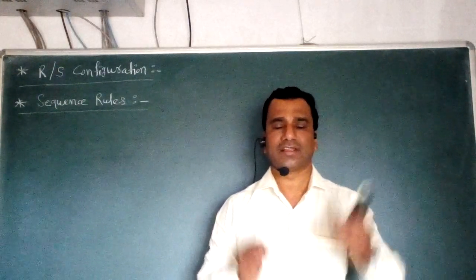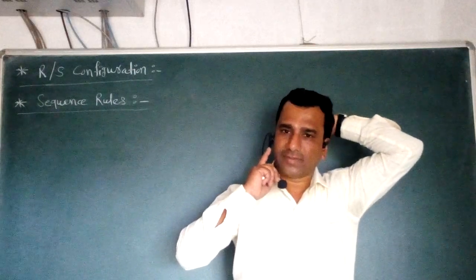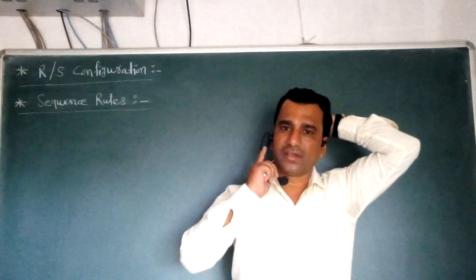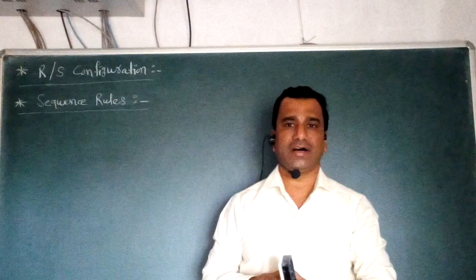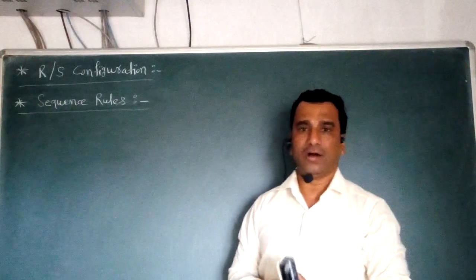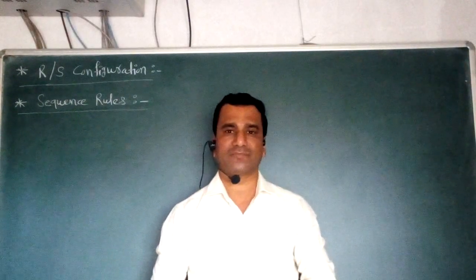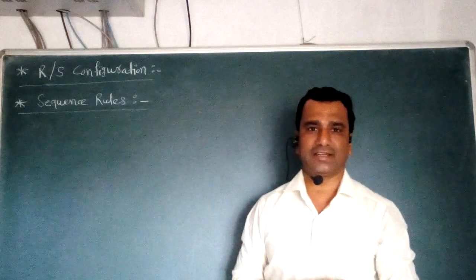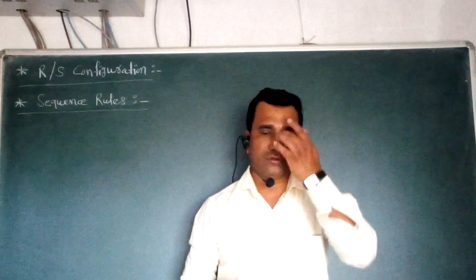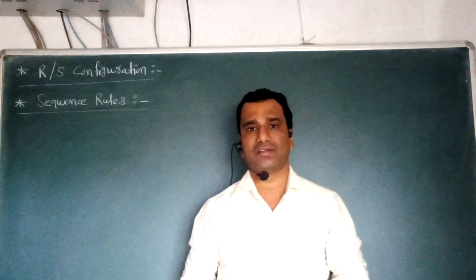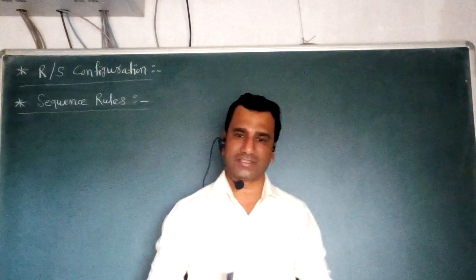In the last lecture, we discussed what is meant by the R and S configuration, and how this configuration can be assigned around the chiral center. So all this introductory part we completed in the last lecture.